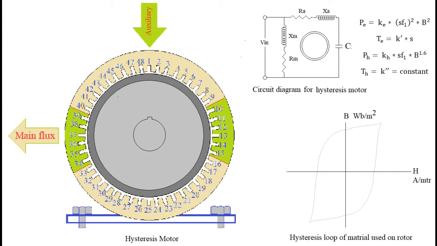These two phase quadrature currents give a synchronously rotating magnetic field in the air gap between stator and rotor. This is a very common feature, like the earlier motors we have considered so far. This motor is known as the hysteresis motor. Only the rotor construction is quite different from other single phase motors.